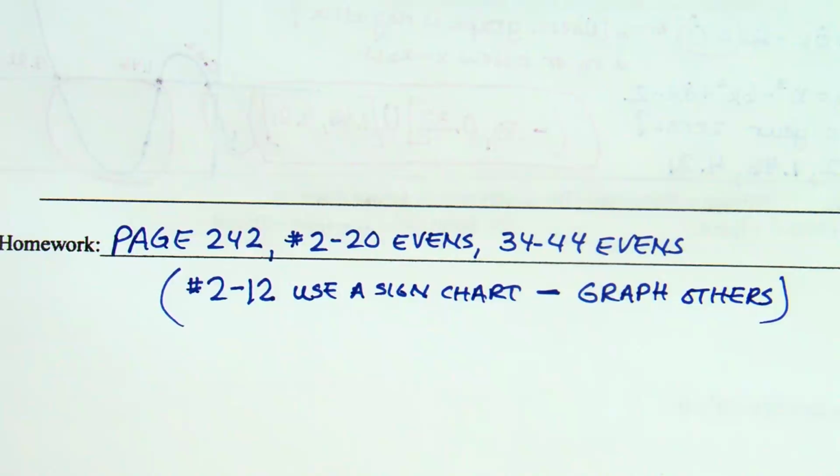Okay? So 2 through 12, the sign chart, what we were doing there at the beginning. After that, so it would be what, 14, 16, 18, 20, and then 34 through 44, look at the graphs. Use your clues, things like asymptotes, things like intercepts to figure it out. And again, I know I'll have to talk about a few more than normal tomorrow, but give it a try, see what you can do with it, okay?